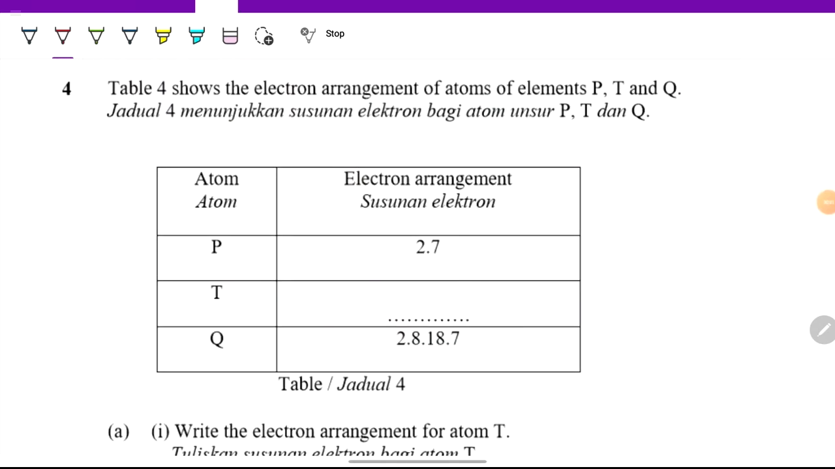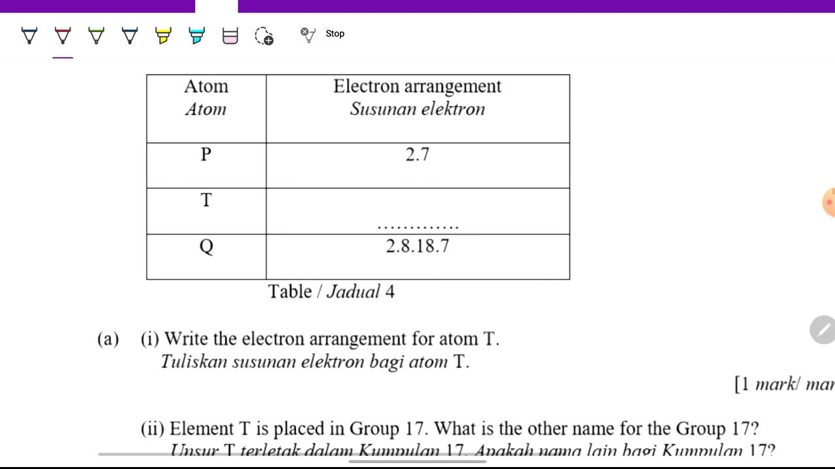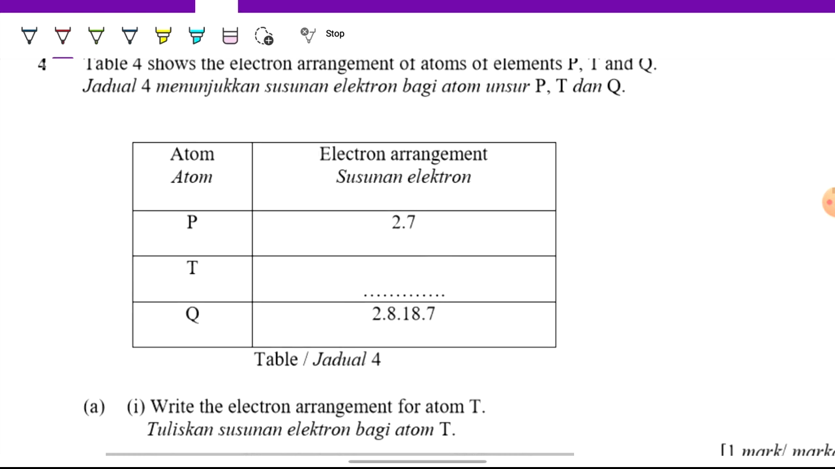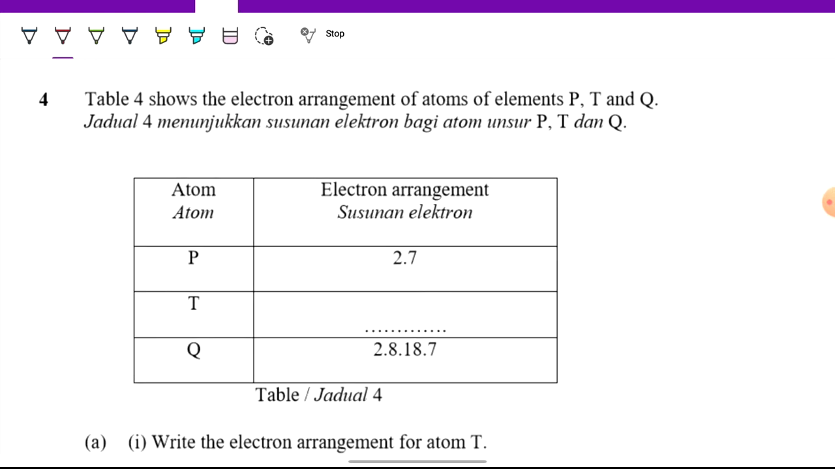Table 4 shows the electron arrangement of the atoms for the elements P, T, and Q. P is 2, 7, T is not mentioned, and Q is 2, 8, 18, 7. Write the electron arrangement for T. The question should mention whether they are from the same group. We assume they are from the same group. So all are from group 17, so the second one will be 2, 8, 7.